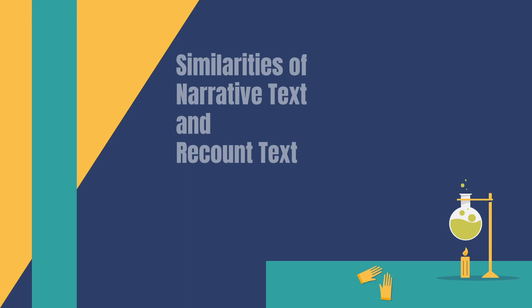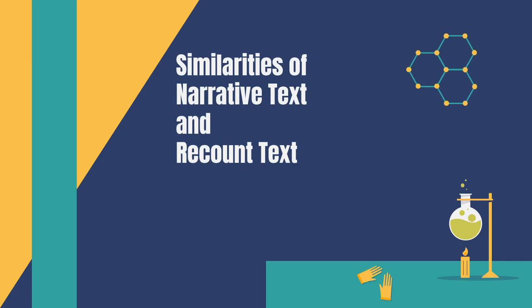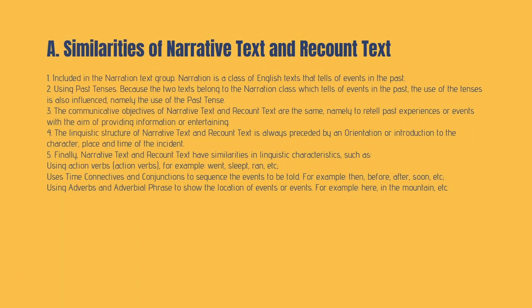Similarities of narrative text and recount text. Included in the narration group, narrative and recount are classes of English text that tell events in the past, using past tense, because the two texts belong to the narration class which tells events in the past. The use of tenses is also influenced, namely the use of past tense. The communicative purpose of narrative text and recount text is the same, namely to retell past experiences or events with the aim of providing information or entertaining.